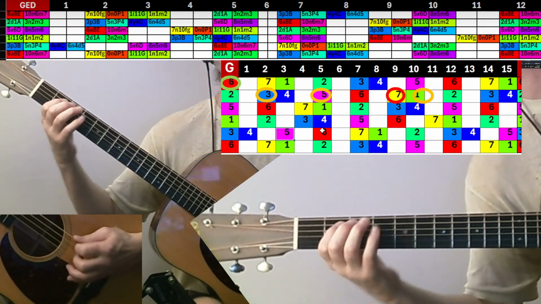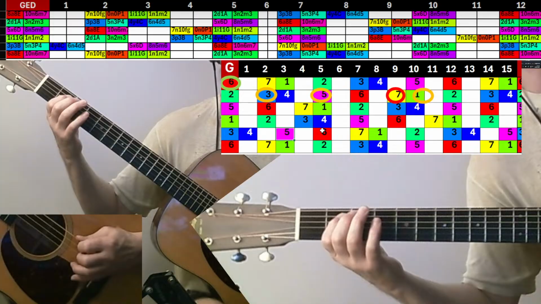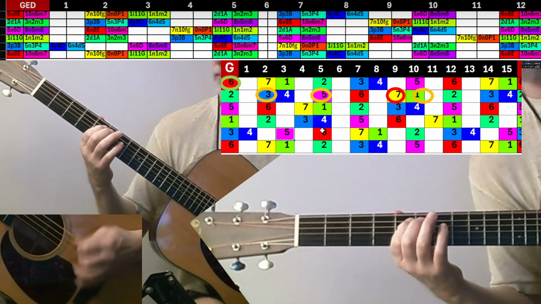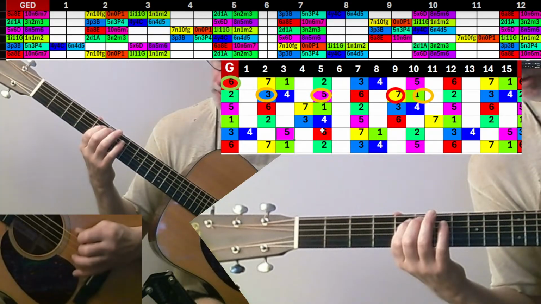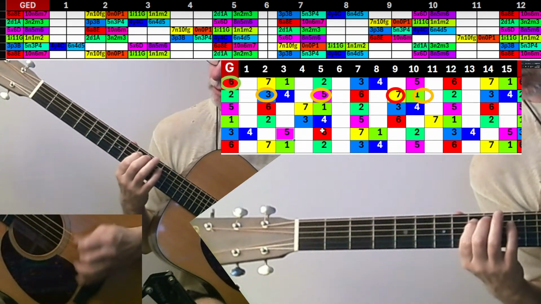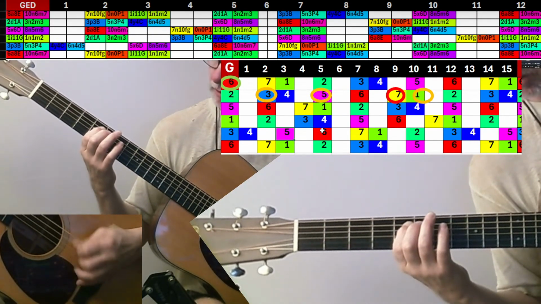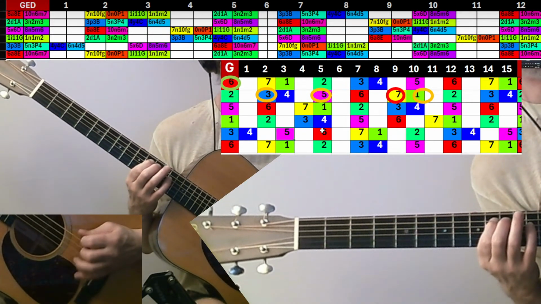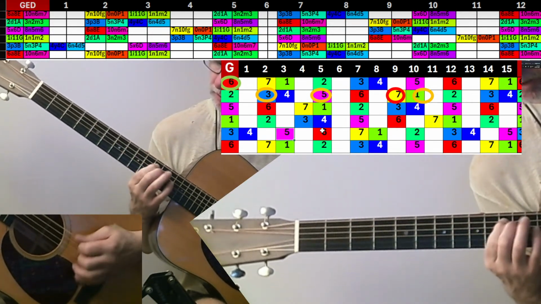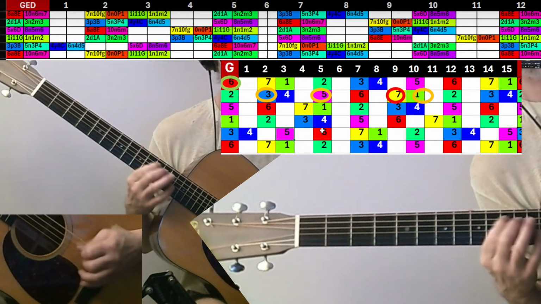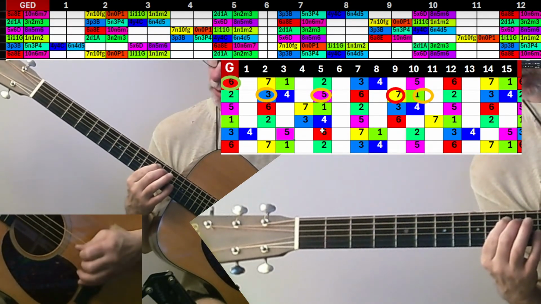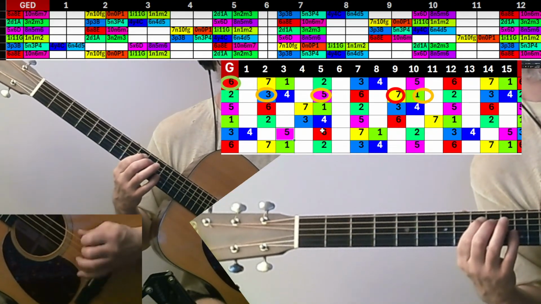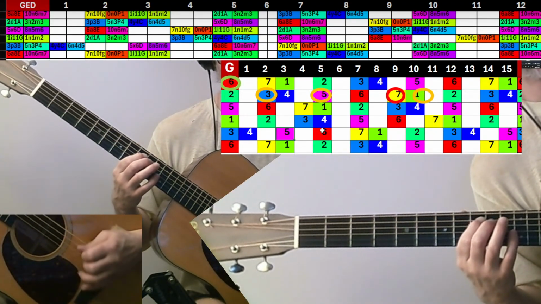So that's the 3rd. So now I'm thinking that's the 5th, minor 7. And then I'm up here on the 10th fret. It'll be the 3rd. But I also have this 9th fret, which is the major second.